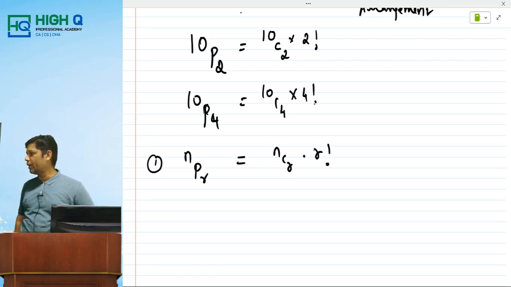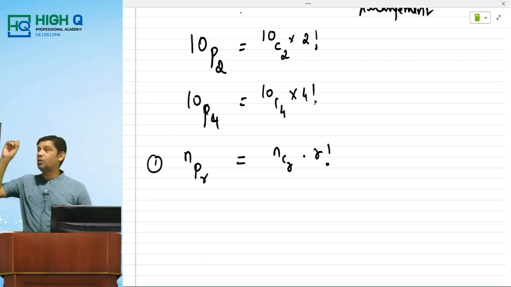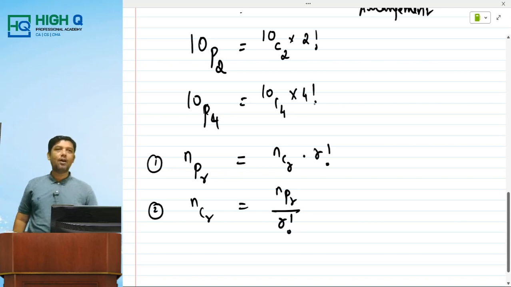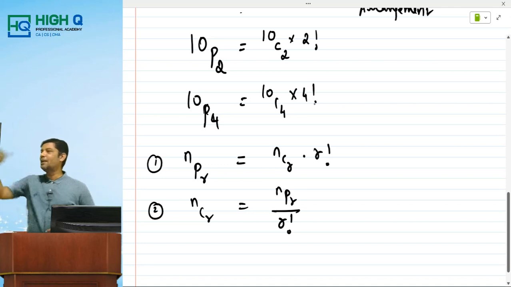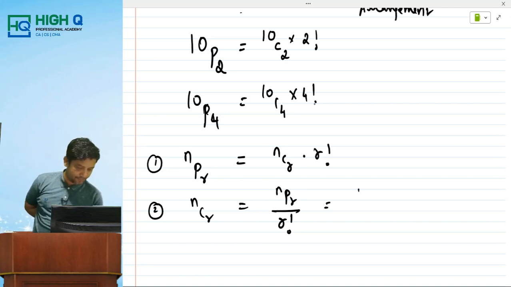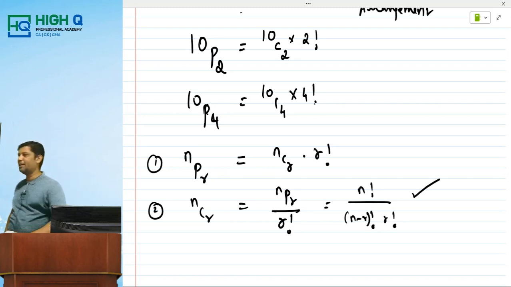Now what formula are you going to find out? nCr. Now tell me, my dear, what is nCr? It is nPr divided by r factorial. You know what is nPr? Yesterday only you derived nPr. nPr into 1 by r factorial. This is the nCr formula. Am I right, my dear?